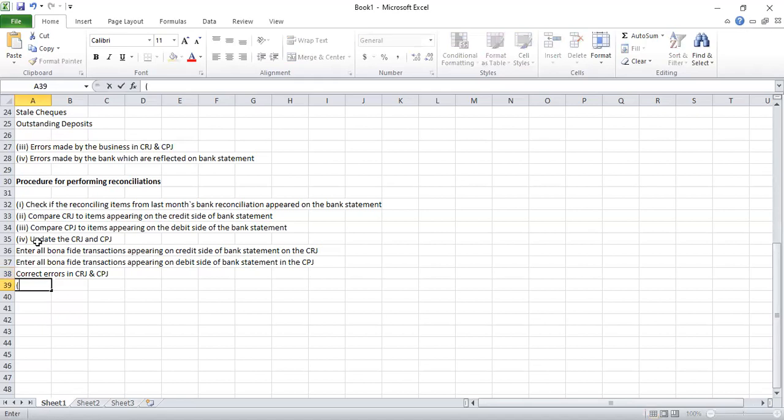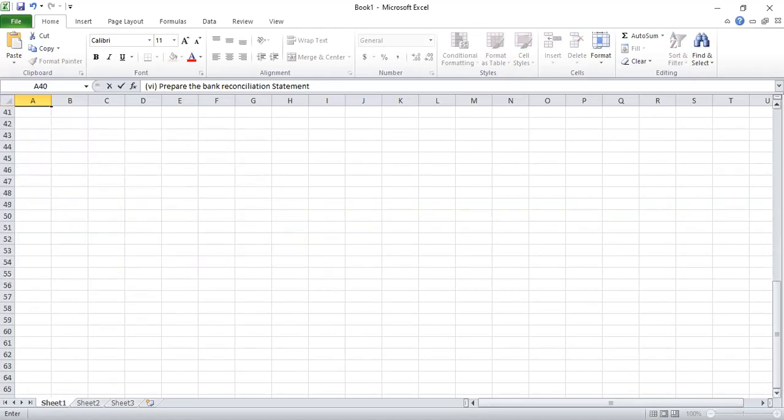Right. Then after updating our CRJ and CPJ, we then prepare the bank account. Right. After preparing the bank account, we then prepare the bank reconciliation statement. Right. Now I'd like to look at the general items that we normally record in the CRJ, CPJ, and in the bank statement.